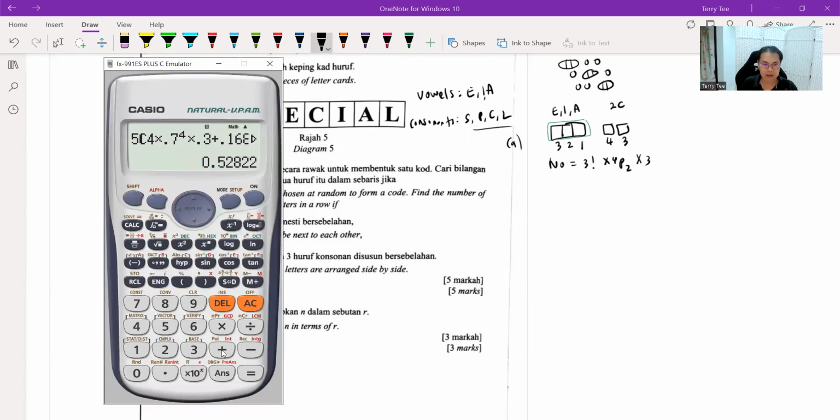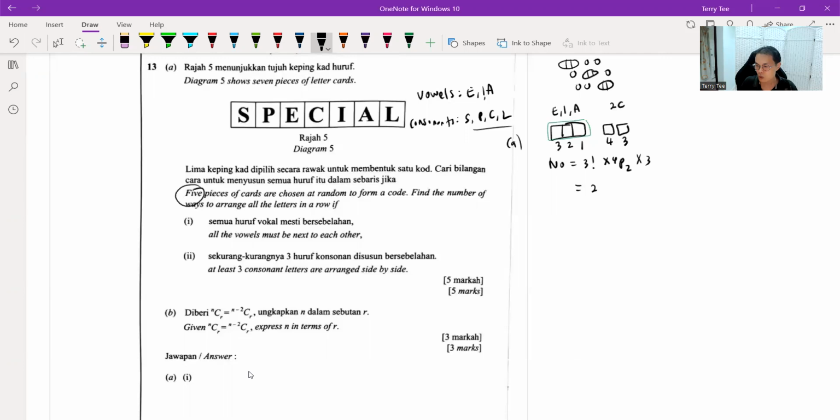So what we have here is 3 factorial multiplied by 4p2 multiplied by 3. My answer is 216. Okay, the first part is not too difficult.